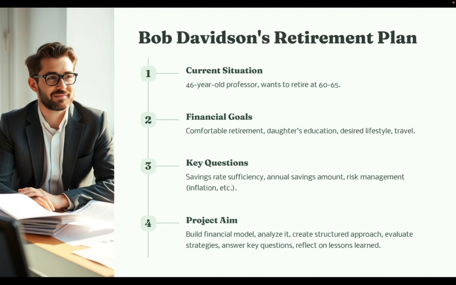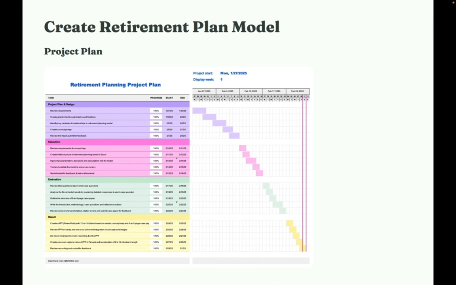Bob Davidson is a 46-year-old professor with a daughter and wife who is looking to retire between the ages of 60 and 65. The goal of this project is to create a comprehensive retirement plan that addresses Bob's financial goals like comfortable retirement plan, fund his daughter's education, and maintain desired lifestyle and travel. To achieve this, I have developed a financial model that analyzes Bob's current financial situation, evaluates his savings rate, and provides actionable recommendations to ensure his retirement goals are met. Let's dive into the details.